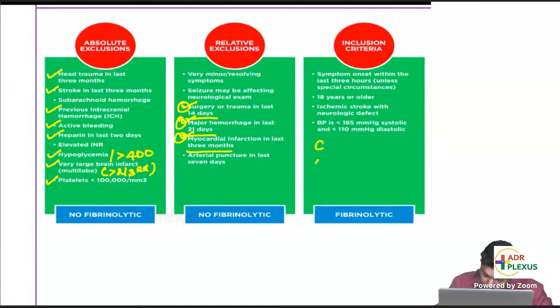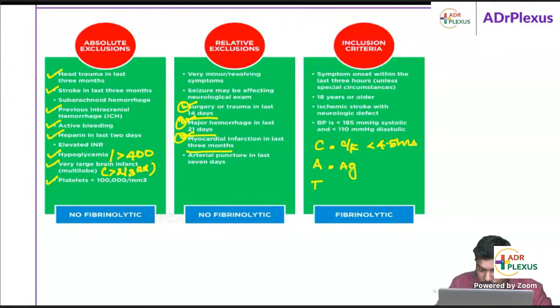What is the indication? I told you, the indication is CAT. What is CAT? The patient is having clinical features, usually less than 4.5 hours. Age of the patient greater than 18 years.